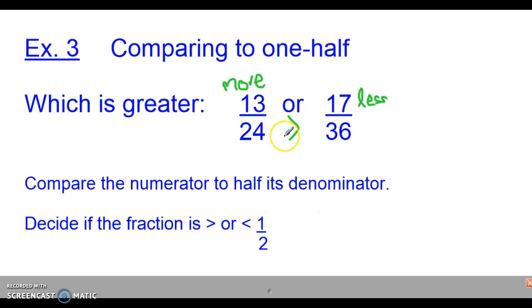Okay? So in order to do that, you need to be able to figure out what half of your denominator is. So half of 24 was 12, and half of 36 was 18. So that allowed me to compare these two fractions. And that is it for today's lesson.